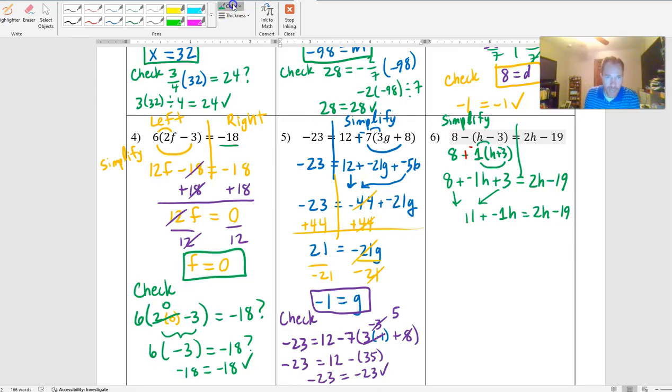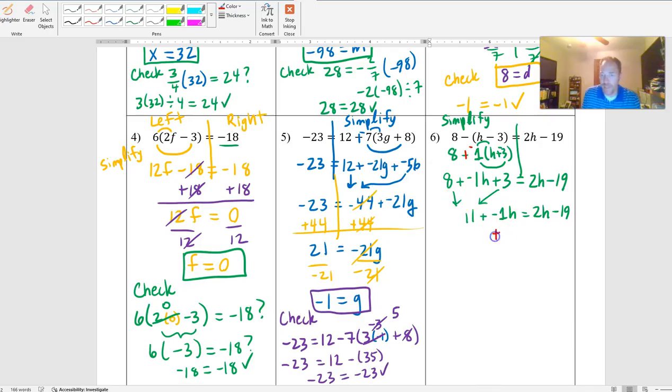So again, getting the variable on only one side, it's up to you. Do you want to cancel on the left? Do you want to cancel on the right? If you want to cancel on the right, you could subtract 2h. That would cancel it, but you'd have to balance. You'd have to subtract 2h on both sides. I'm going to choose to get rid of the negative so that I don't have to deal with the negative possibly. So if you want to subtract 2h on both sides, that's fine.